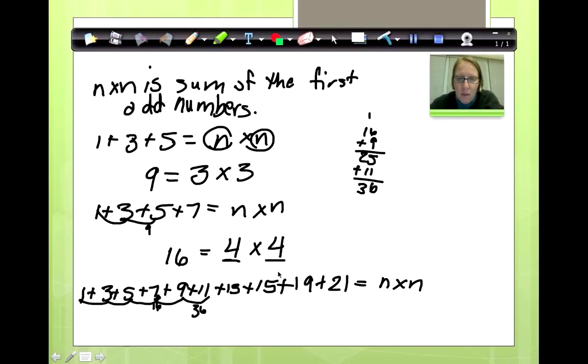Plus another 13. So 6 and 3 is 9. So I add 1 plus 4. So this one's 49. And then we're going to add 15 to that. So that's 64. Okay. I'm going to have to come back up here. I'm running out of space in my column. So 64 plus 19.